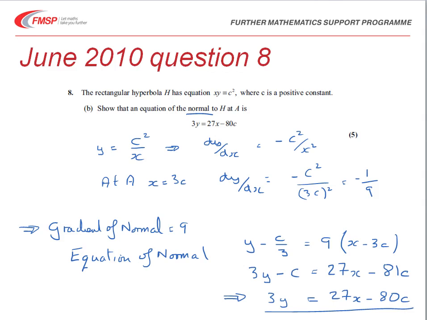Okay, the marking for that would be as follows. There's a method mark and an accuracy mark in the differentiation. So the method mark for actually attempting the differentiation and at least getting the change of power from x to the negative 1 to x to the negative 2. So that's the method mark, and then an accuracy mark for getting that correct expression for the algebraic differentiation. Going on from there, there's a method mark and accuracy mark for getting the gradient of the normal.